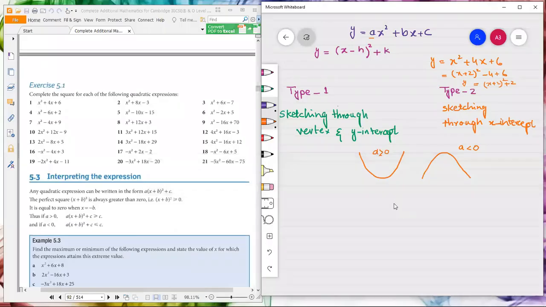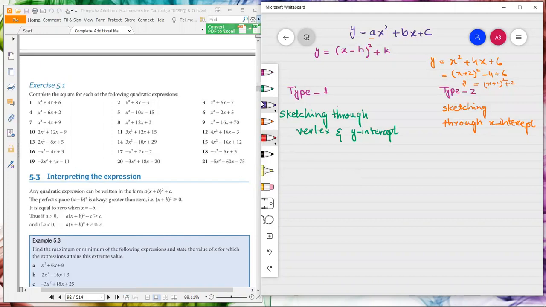So now we will learn how to sketch a quadratic curve, not drawing but sketching, because we have already learned how to draw the graph of a quadratic function in O level. Now in A level, or in advanced, we will learn how to sketch a quadratic curve. There are actually two types. In type 1, sketching through vertex and y-intercept.